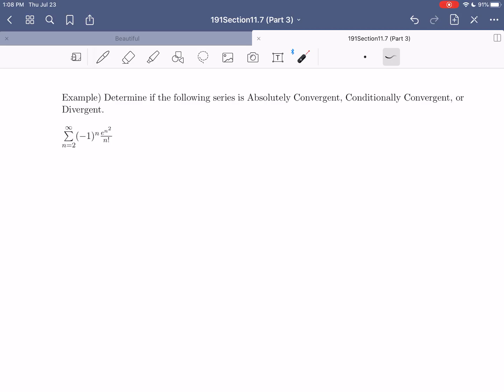So for our last one here, we've got (-1)^n e^(n^2) over n factorial. We see a factorial in there, so we know immediately this should be a ratio test. All right, let's go ahead and look at this then.